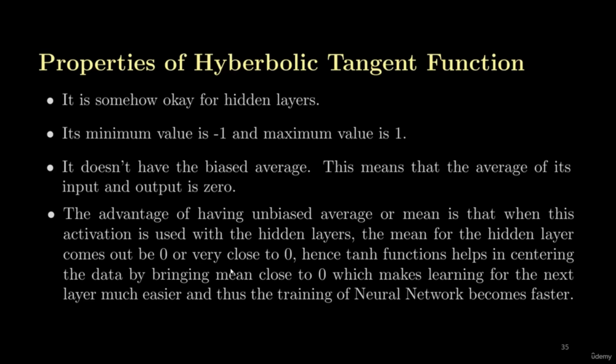So what happens when it is used with the hidden layer? During the learning of the hidden layer, the data becomes mean centric, approximately equal to 0, due to which the learning for the next layer becomes easier and the training of the neural network becomes faster. So if we use the hyperbolic tangent function instead of the sigmoid function with the hidden layer, the neural network becomes faster because it is easy for the hidden layers to learn. This is the advantage of the unbiased average or unbiased mean.